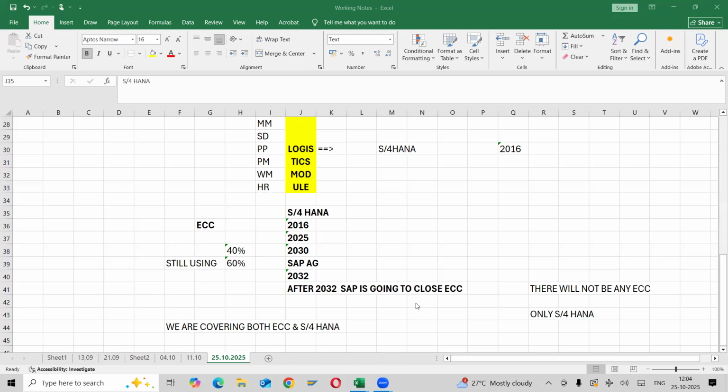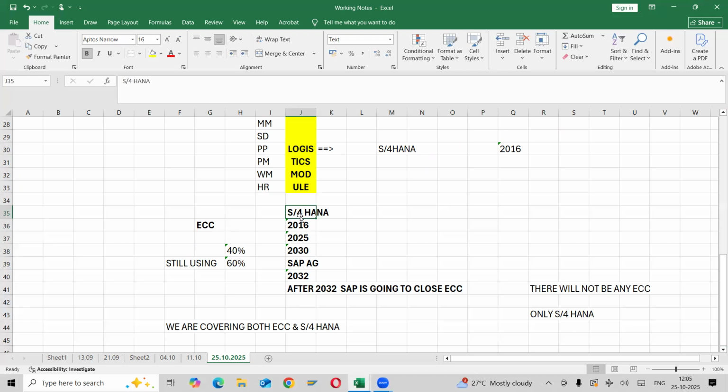ECC and S4 HANA in depth, both in depth. We will work on ECC and S4 HANA completely in depth according to each and every real-time business scenario we are going to work on. Clear? Or else I can cover only ECC. It will not take much time to cover, hardly 4 to 5 months. And if I cover only S4 HANA, I can directly cover that. It will also take hardly 4 to 5 months.